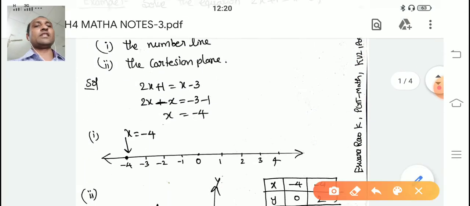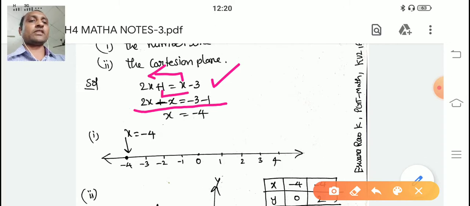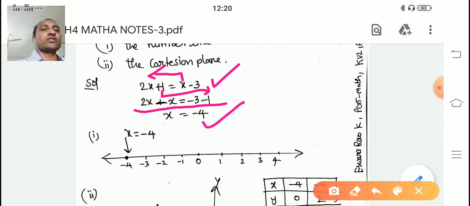See, the given equation is 2x plus 1 is equal to x minus 3. So, 2x minus x is equal to minus 3 minus 1. Plus x is on the left side and plus 1 is on the right side, it is going. So after simplification you get x is equal to minus 4 as the required simple equation. Very simple equation, we got it.